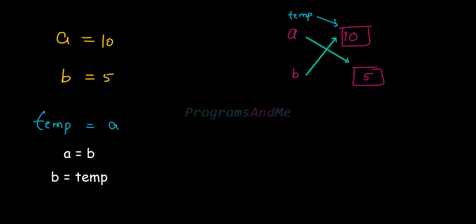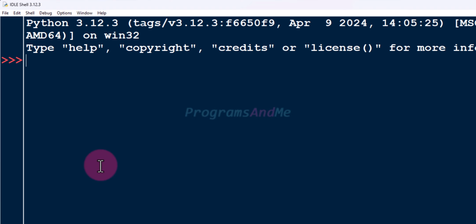So let's write the program. This is our first program and here we are swapping two numbers using variable concept. Here first let's create two variables, a equal to 10 and b equal to 5. We want a value as 5, b value as 10. We want to exchange the values.